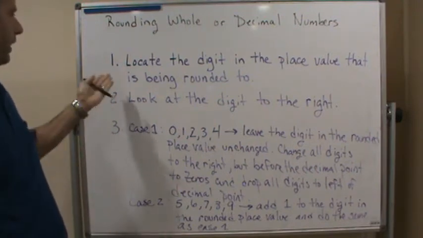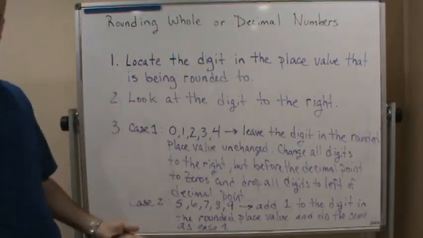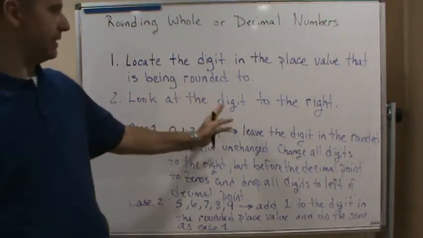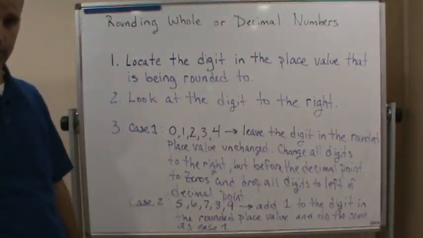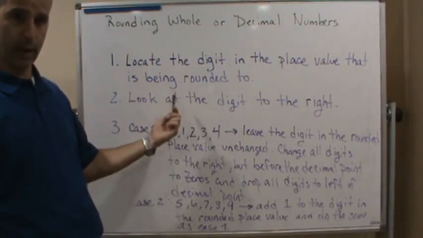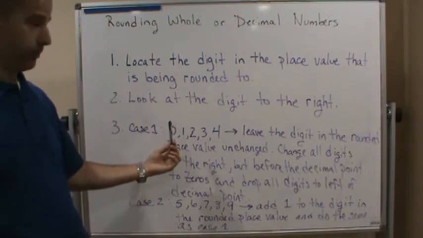Step one says locate the digit in the place value that is being rounded to. Then look at the digit to the immediate right of that digit. So we're going to find the digit that occupies the place value that we're rounding, and then look at the digit to the right of it.